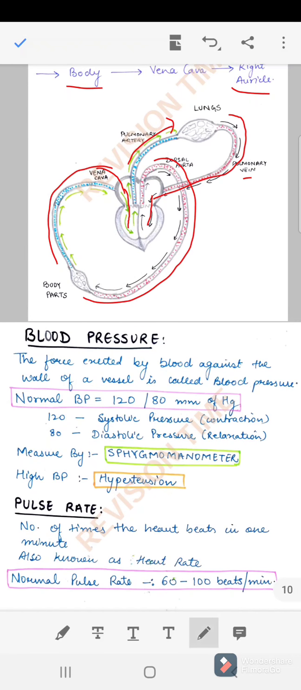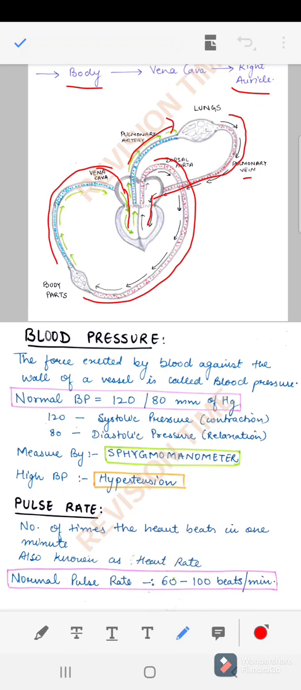Now next is blood pressure and pulse rate. So what is blood pressure? It is the force exerted by blood against the wall of a vessel, and the normal blood pressure value is 120 by 80 mm of mercury. This is the standard unit, and in the normal blood pressure, 120 is the systolic pressure, that is the pressure exerted during the contraction, and 80 is the diastolic pressure.